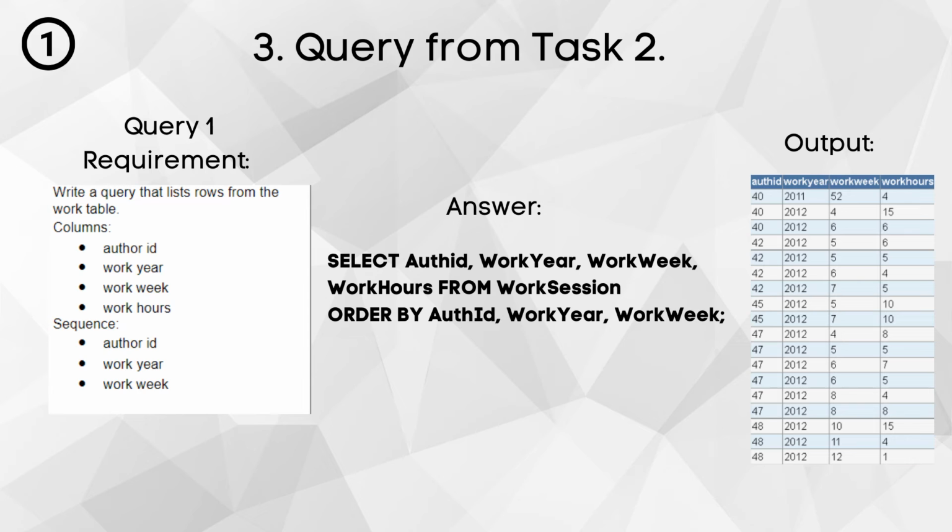Now let's move into the discussion of queries in task 2. For query 1, it was a pretty self-explanatory task where we just had to get author IDs, work year, work week and work hours from the work session table. And what we did was we organized it by work year and work week afterwards to make sure that we get that order correctly. Select statement was used in this query to list author ID, work year, work week, and work hours from work session. Also, the order by clause was used to order it according to the requirement.